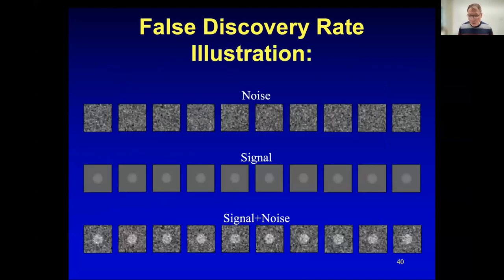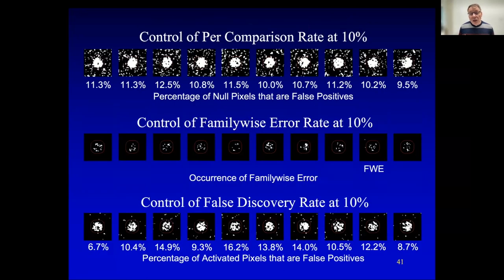Let's make this concrete with an illustration. So these are your next 10 experiments, and things are going great. They're actually not null experiments. They have a nice strong signal in the center. So here's the illustration of the noise plus signal, a signal plus noise image. And now let's think about different ways of thresholding this. So we could threshold this with no correction for multiple comparisons. And just for illustration, I'll use an uncorrected alpha equals 0.1 or 10% threshold.